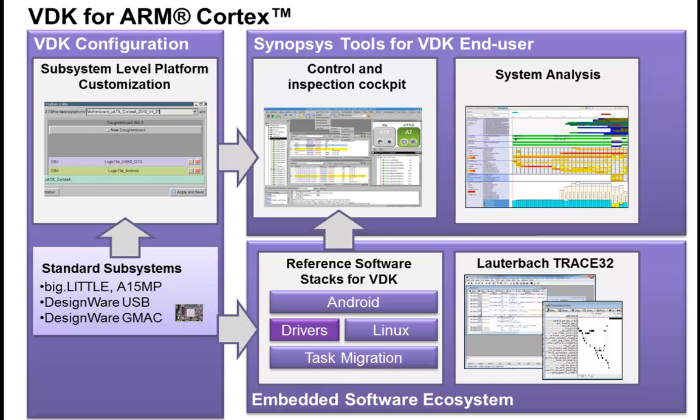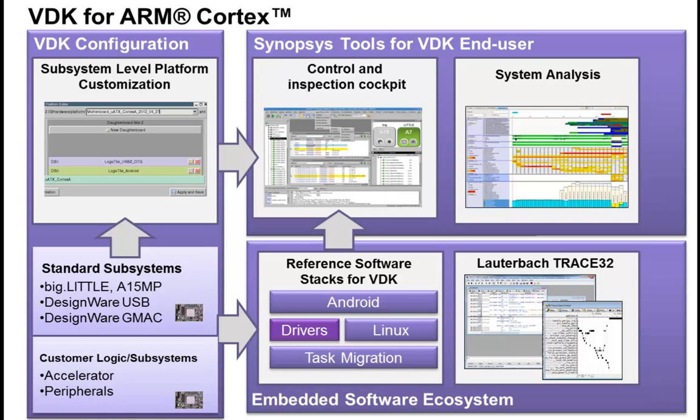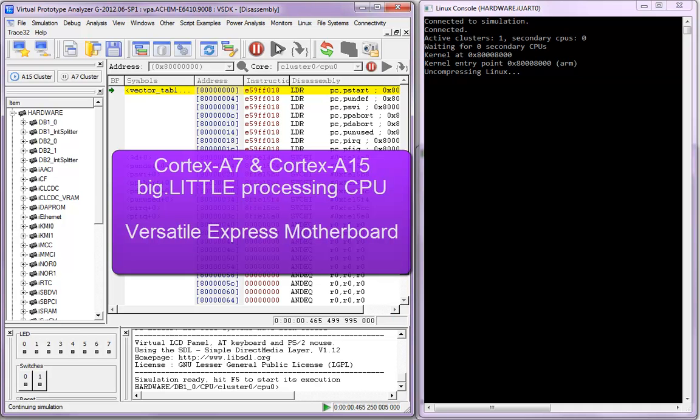It enables some key capabilities for hardware-dependent embedded software development, which we will learn about in this demonstration. Moreover, the VDK is extendable to support the latest CPU architectures such as ARM's big.LITTLE processing or peripherals such as USB 3, even before hardware is available. We will now start looking at the Linux boot on an ARM big.LITTLE processing CPU.